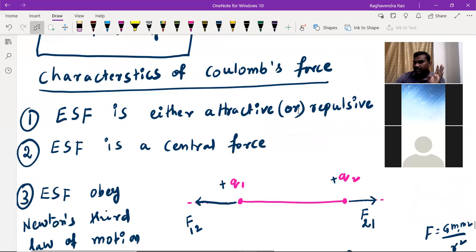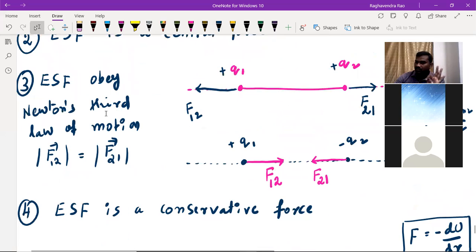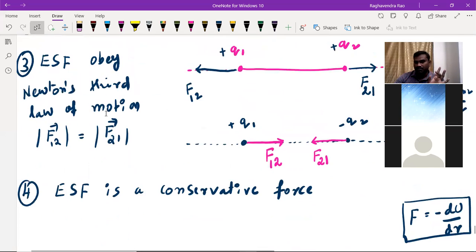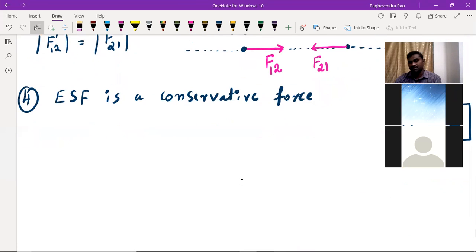Similarity between gravitational force and electrostatic force: electrostatic force is either attractive or repulsive, but gravitational force is only attractive. Electrostatic force and gravitational force both are central forces. Both obey Newton's law of motion. Both are conservative forces.